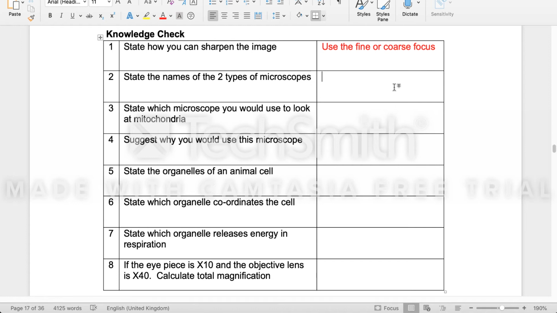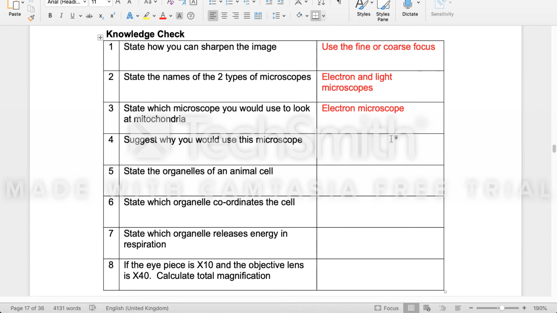stage. Alright. Number 2, state the names of the two types of microscopes. These are going to be your electron and light microscopes. Okay. Number 3, state which microscope you would use to look at mitochondria. Okay, so this one, mitochondria, as you remember from before, you could either use a light or electron microscope, but I would use an electron microscope for the purposes, just because you can see a lot more detail on the mitochondria if you were using an electron microscope. If you use a light microscope, you would probably just see little dots, and that's it.